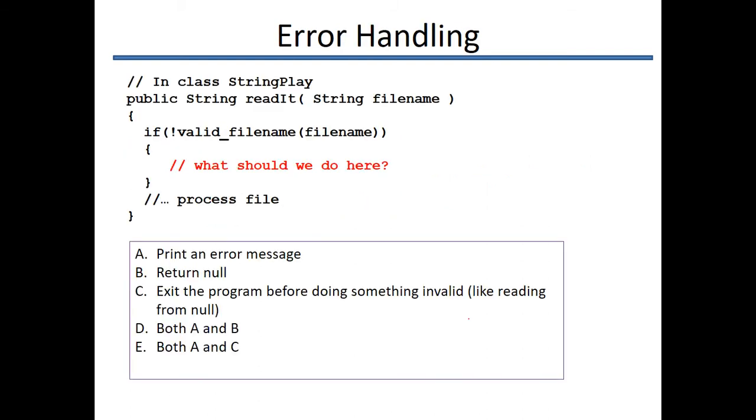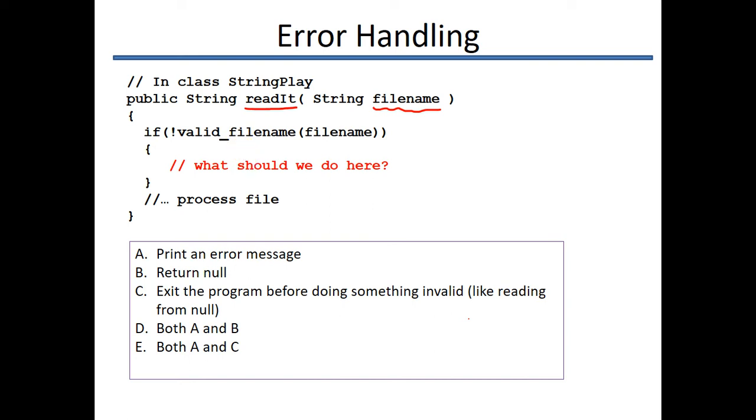So the first exercise is more about the justification of why we need to handle errors during execution. If you look at this method called readIt, what we are trying to do is read all the content from a file, given as an argument here, into a string, and then return this string. That's why we have a return type.